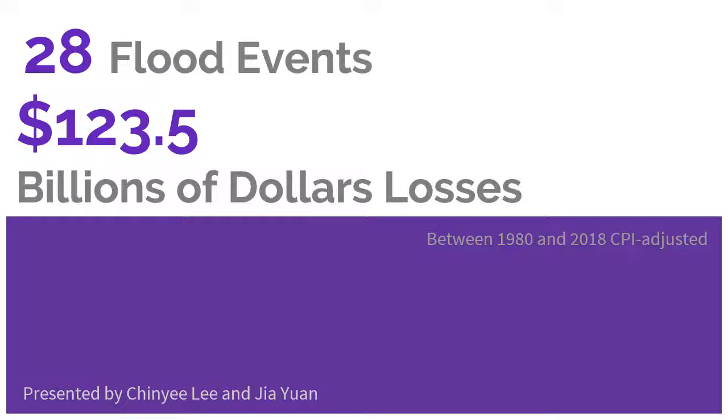Between 1980 and 2018, there had been 28 flood events in the U.S., which caused $123.5 billion in losses and at least 543 direct casualties. Therefore, increasing resilience and disaster risk reduction are central to alleviating financial losses and boosting shared prosperity.